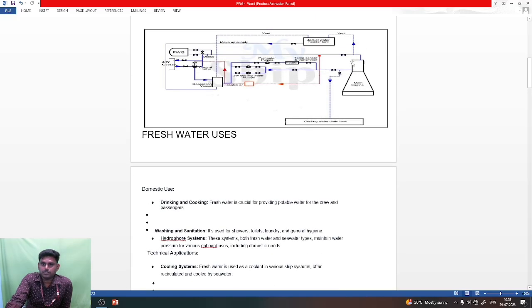HT water is the main engine cylinder head side, and LT water is for the other cooling parts, the scavenge air cooler, the lube oil cooler, and other cooling systems. LT is low temperature, and HT is high temperature. Why is it called HT here?